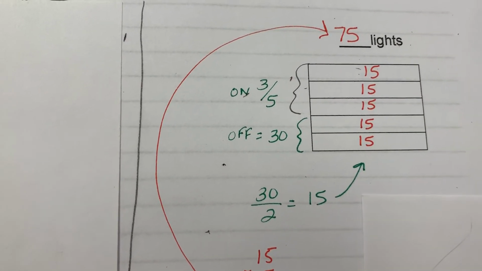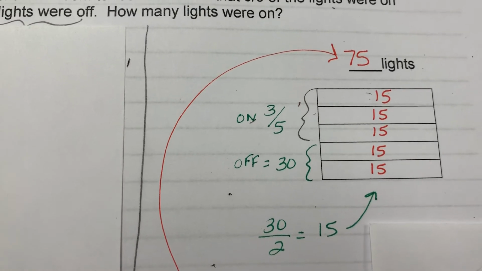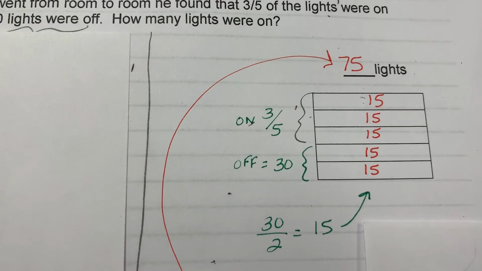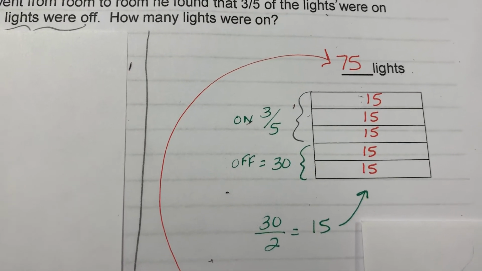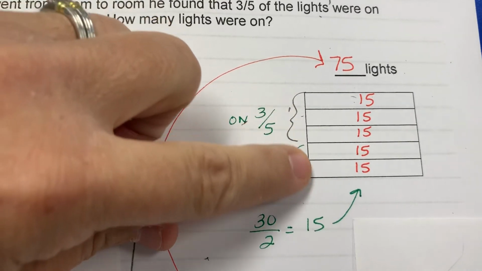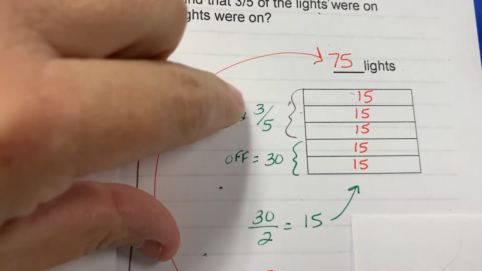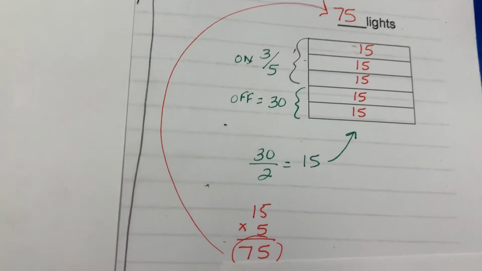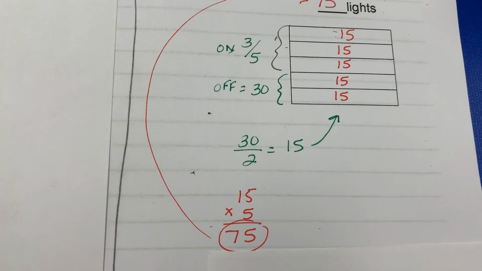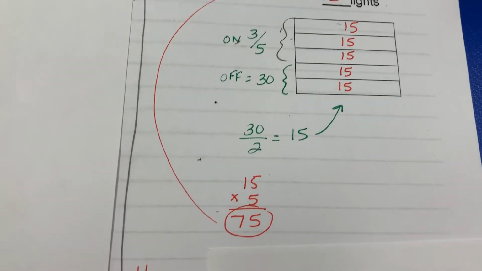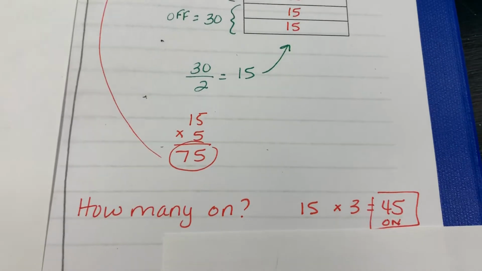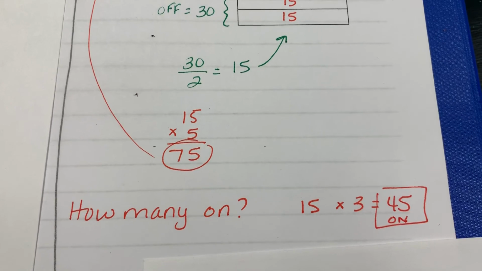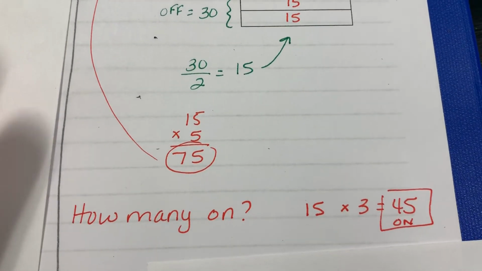So the 15 total. But what I really want to know is how many lights were on. So if I have 15 lights in each box and there are 3 of the 5 boxes, I'll go 15 times 3, and I should get... actually, I think I did the problem wrong. I found the 75. That's how many lights there are altogether, 15 times 5. But how many are on was 15 times 3. So 45 were on. So how do I figure out how many lights altogether?